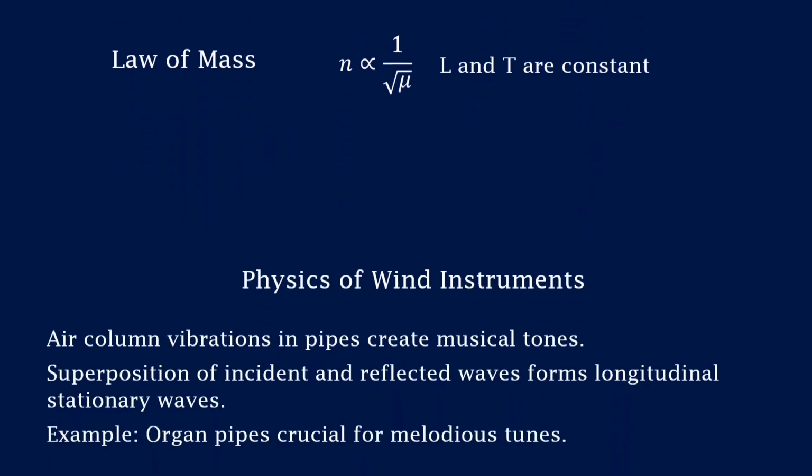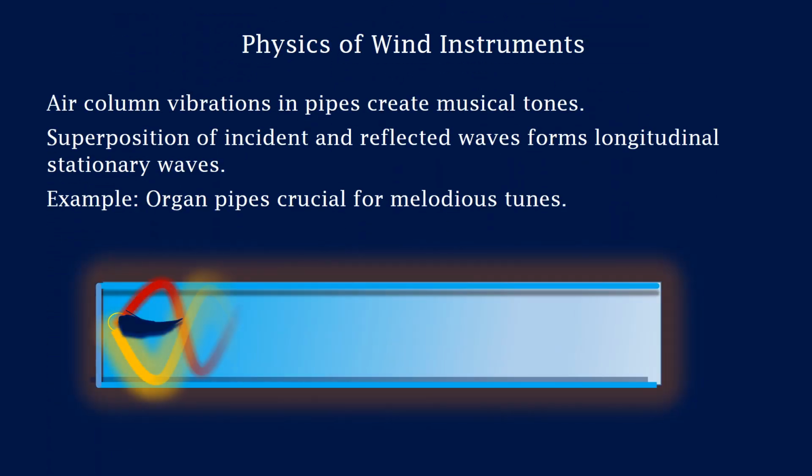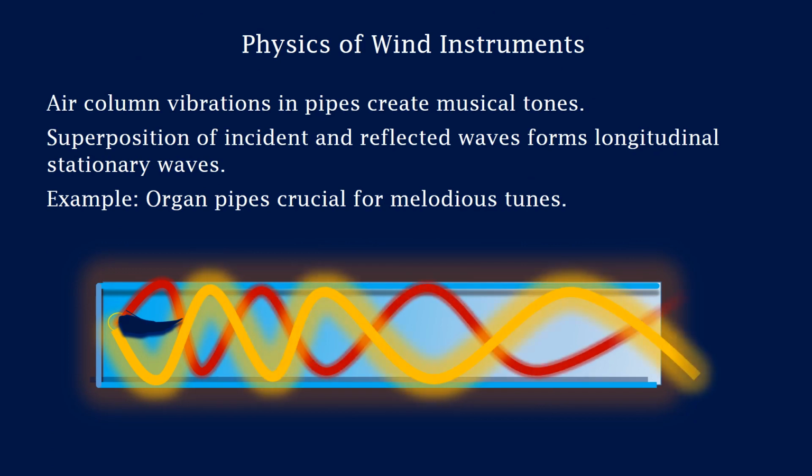Physics of wind instruments. Musical wind instruments such as the flute and saxophone create sound through the vibrations of an air column within a pipe. This phenomenon relies on the superposition of incident and reflected waves, resulting in the formation of longitudinal stationary waves within the pipe. One prominent example of instruments utilizing air column vibrations is the organ pipe, a crucial element in producing melodious tunes.